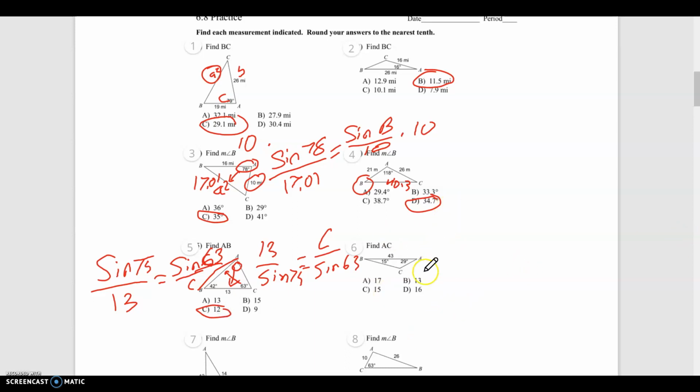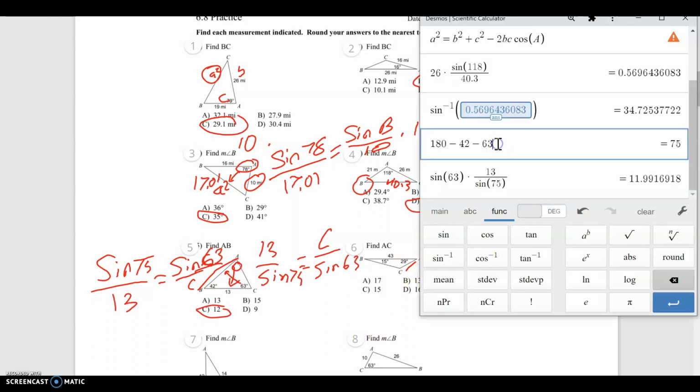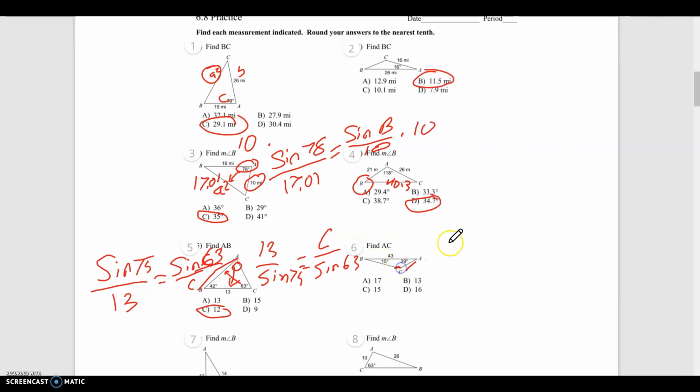Okay, and then moving on to number 6. Again, it's asking you to figure out what side length AC is. Let's see what's given. I have the angle. Perfect. Basically I'm doing the same thing I did for number 5. They're identical problems. So I'll find out that angle: 180 minus 15 minus 29 gives me 136, so this angle is 136. So this would be sine of 136 over 43 has to equal, I'm trying to find this side, sine of 15 over, again, I'll just call it little c.